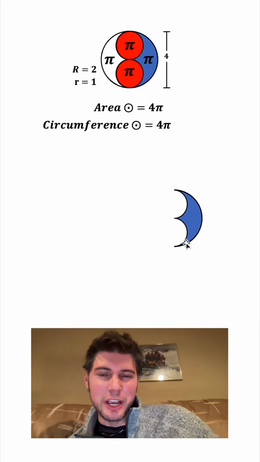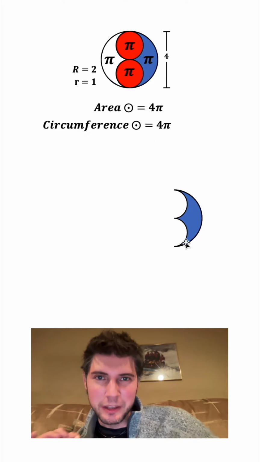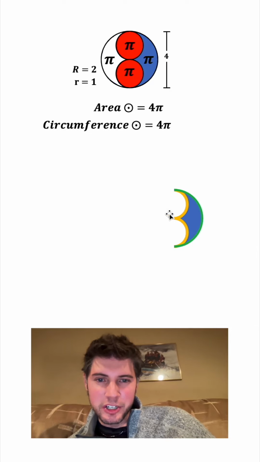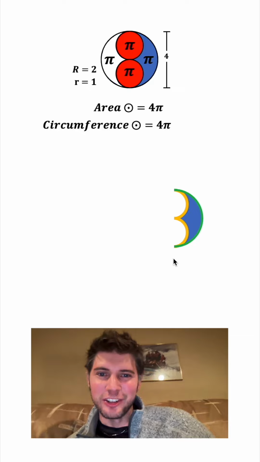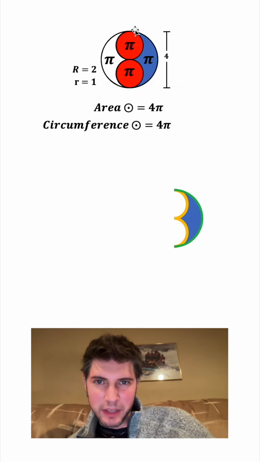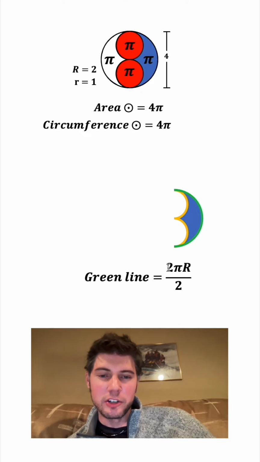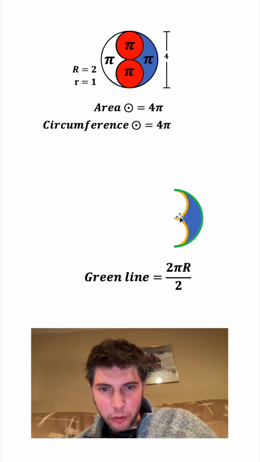So let's look at our blue shape again. We know the area is pi, but let's talk about the perimeter. We have this green part of the perimeter on the outside here, and we have this orange double loop on the inside. Which one do you think is longer? This green one right here is the same thing as this up here, which we know is half the circumference of the larger circle. So the larger circle is 2 pi R, and then we can just divide that by 2.